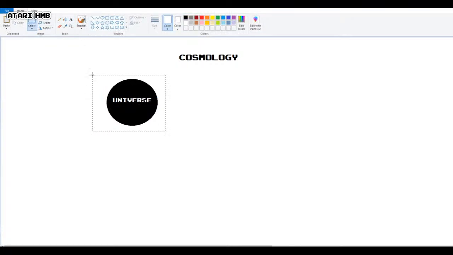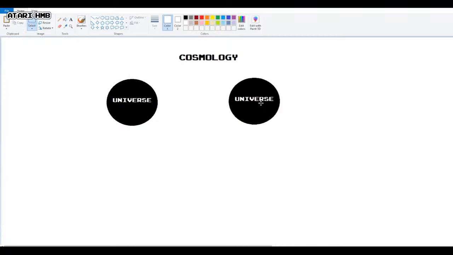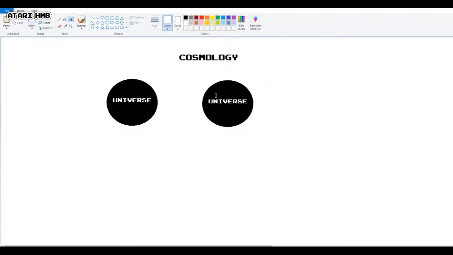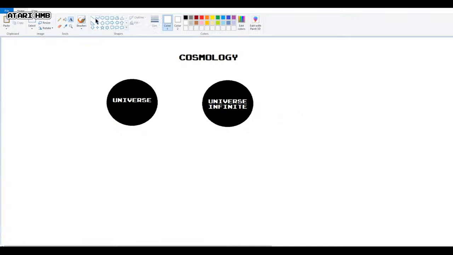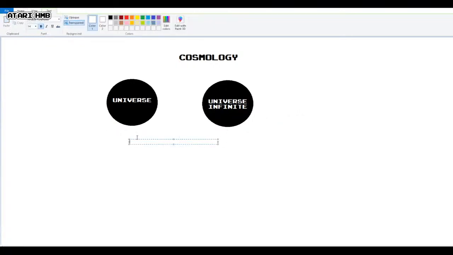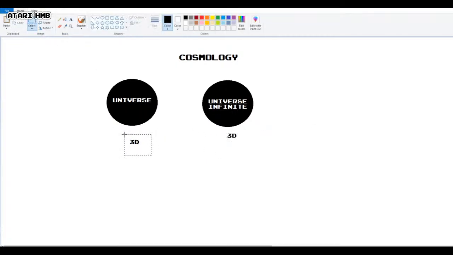So this is a universe. This is an observable universe. It is filled with three-dimensional matter, okay? Now I'm going to make another one. So this is an infinite universe, right? They're both 3D though, okay? That's important. They're both 3D universes. Both of them are 3D. Remember that. That's the most important part. So these two 3D universes are here.